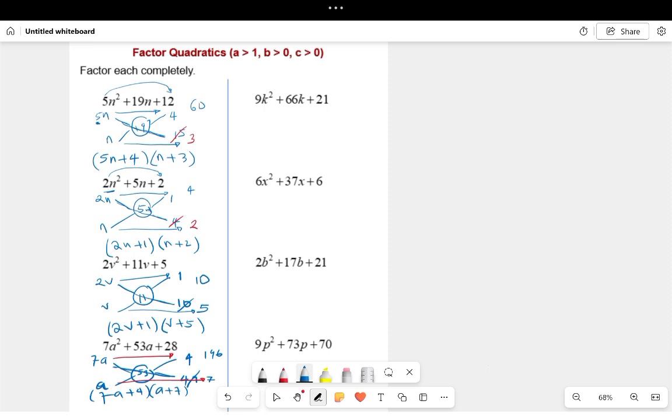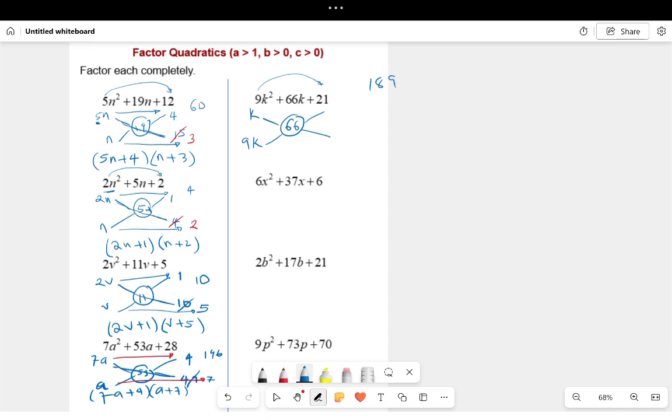All right, so we have 9k squared plus 66k plus 21. All right, we're going to write 66 here, and then we do our arrows like that. Now, 9k squared can be split as k and 9k. Now, 9 times 21, I'm getting 189.